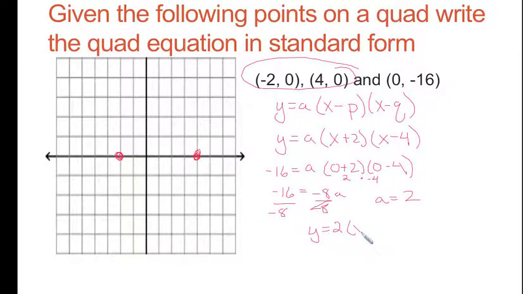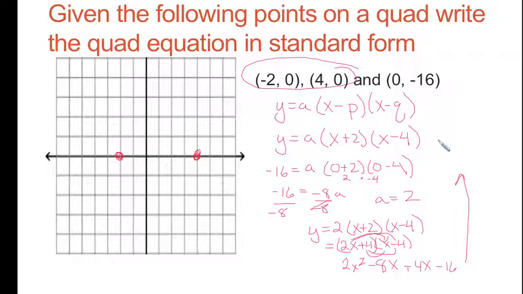We have 2 times x plus 2, x minus 4, and we have to multiply it out. So now we have 2x squared minus 8x plus 4x minus 16. So our final answer is y equals 2x squared minus 4x minus 16. And the graph paper's here just to help us out. We don't have to graph that one.